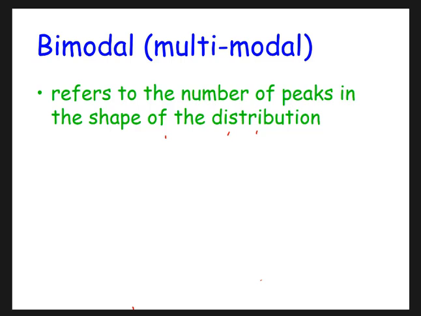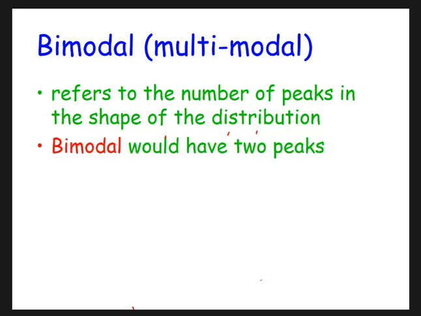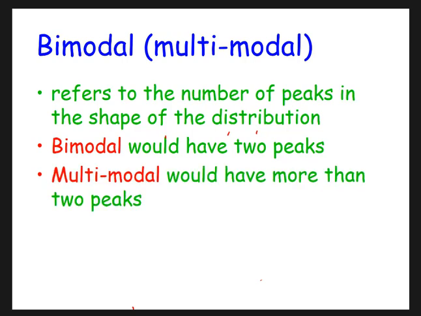So it refers to the peaks in the distribution. There's two peaks. Bimodal would have two peaks, obviously. Multimodal, there could be more than one peak.